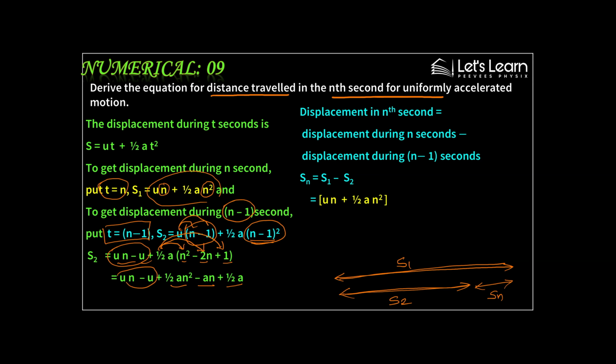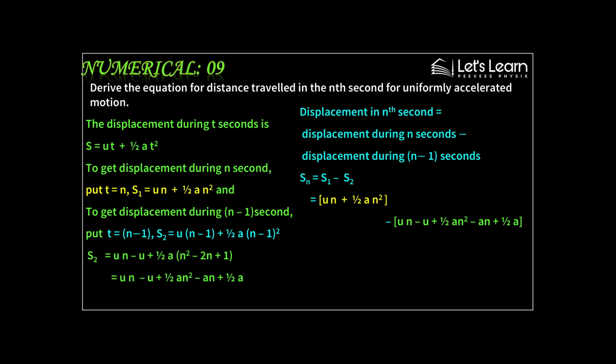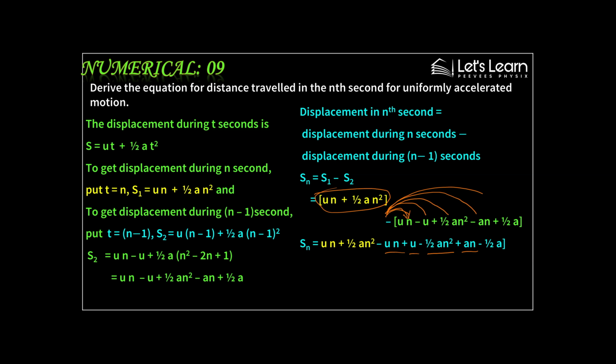How much is S1? S1 is un plus half an square. And how much is S2? Un minus u plus half an square minus an plus a by 2. Next, this remains the same. Minus un. Minus and minus gives you plus u. Minus and plus gives you minus half an square. Minus and minus gives you plus an, minus and plus gives you minus a by 2. Un cancels, plus half an square minus half an square cancels. Remaining is u plus an minus half a.